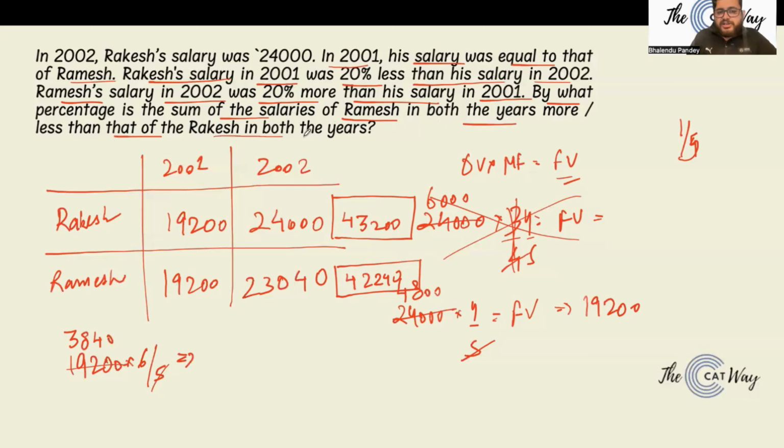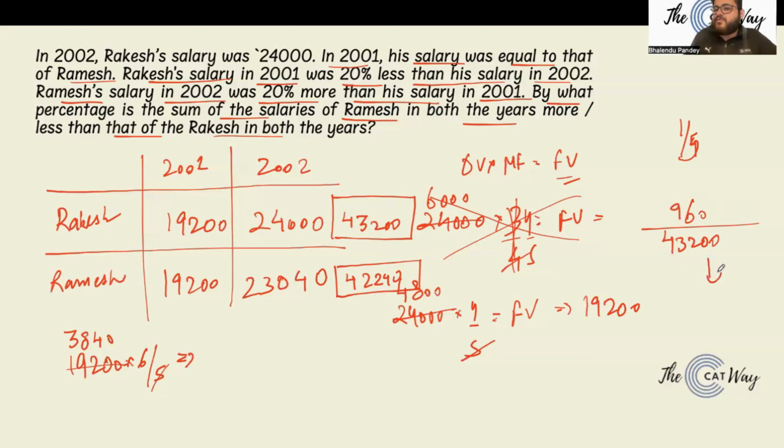Now the question is by what percentage is the sum of salaries of Ramesh in both the years more or less than Rakesh, right? So we have to calculate it with respect to Rakesh's salary. Rakesh's salary is 43,200, and Ramesh's salary is how much less? If you subtract these two values, 43,200 minus 42,240 is 960. So it is 960 less than Rakesh.